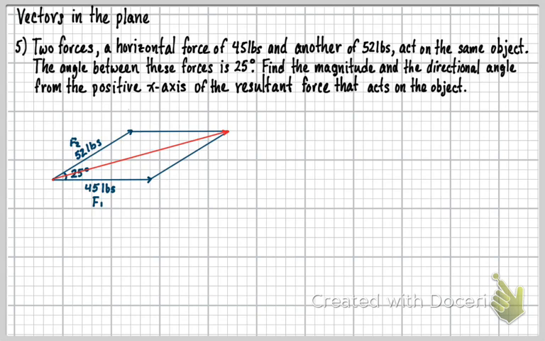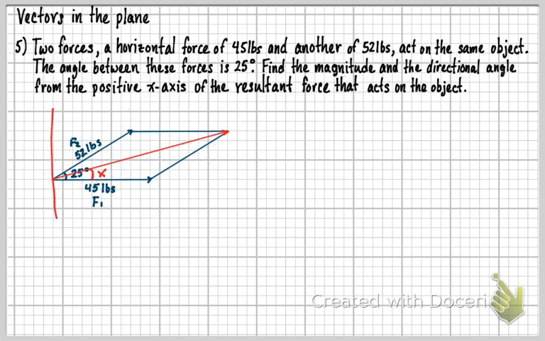Now what I'm going to have to do is find the magnitude of this red vector here, which is the resultant, and I'm also going to have to find this angle x. That's what they were talking about in the problem: find the magnitude and the directional angle from the positive x-axis of the resultant force. So this is that resultant force, the sum of the vectors.